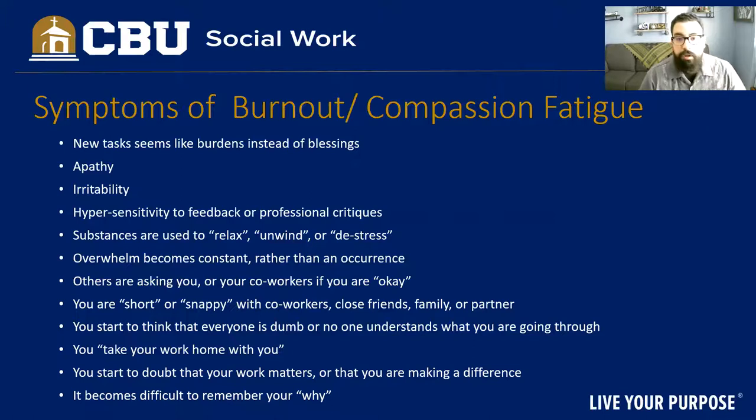So we're all human, right? At some point in your career, you're going to hit a point where you start to wonder if what you're doing matters or if you're making a difference. You may even forget why you specifically chose to be a social worker to begin with.